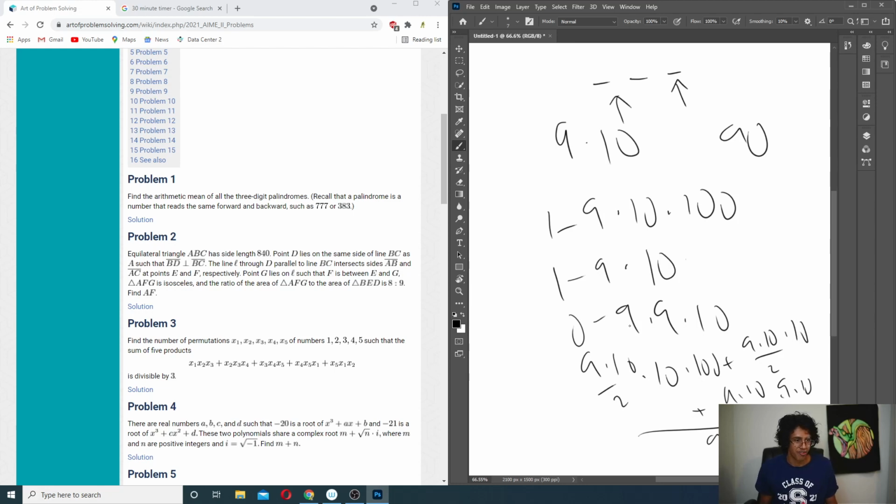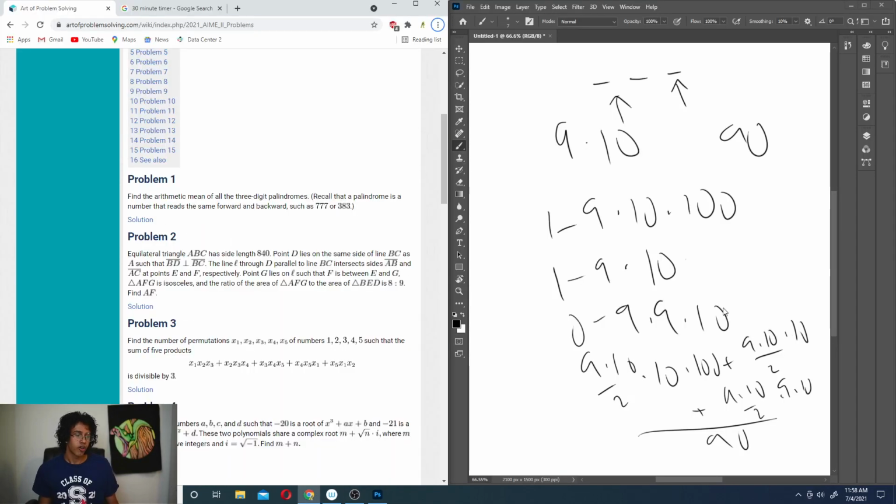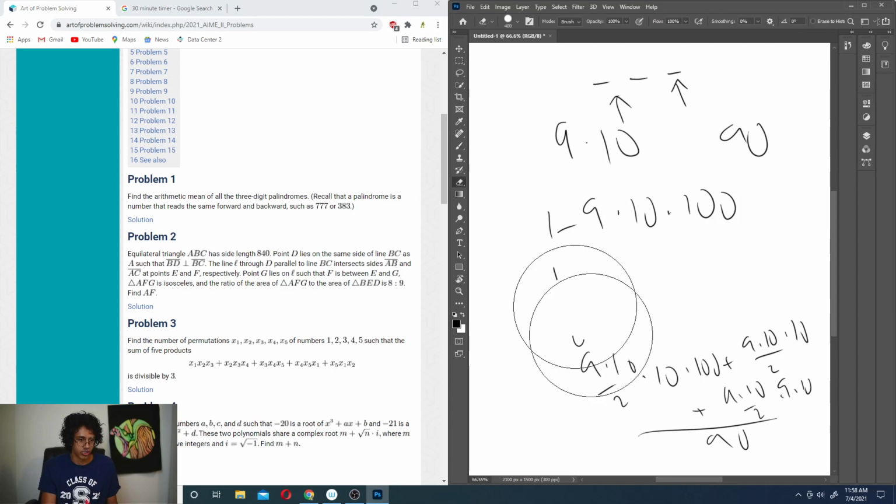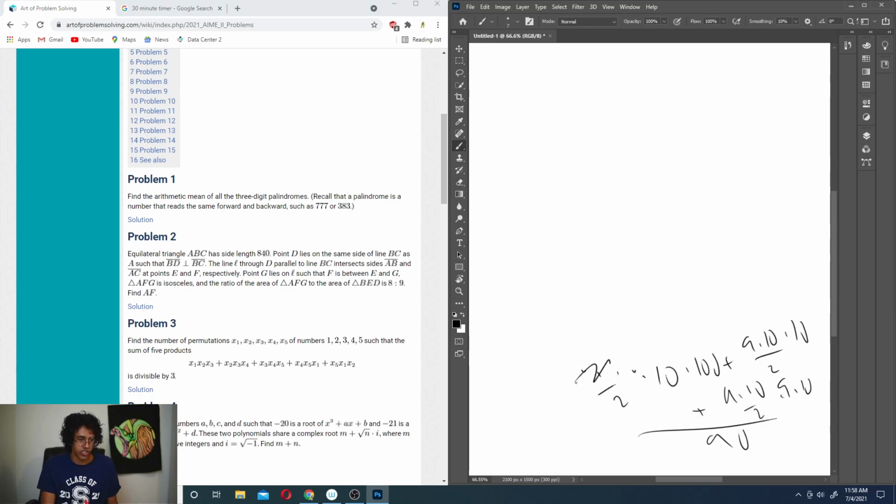Oh, I'm kind of covering this up. Hold on, let me move my camera. There we go. Now you guys can see the equation, and now we just cancel stuff out and we should be in good shape. So this cancels out, that cancels out, and we are left with 5 times 100 plus 5 plus 45, which is 550. Is that right? Let's see.